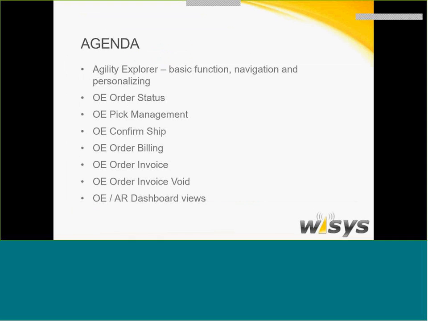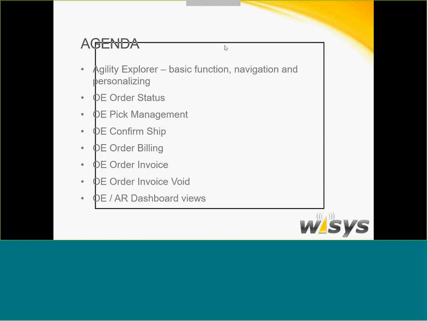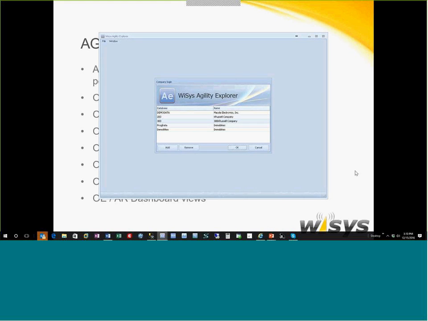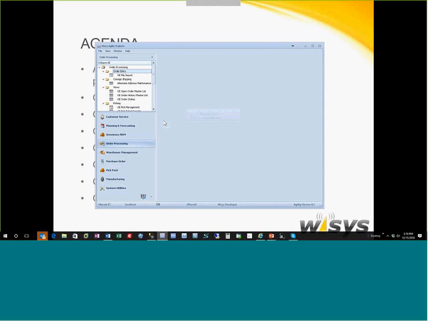First thing that I'm going to do is open up my Agility Explorer. It's opening on my other screen. In a multi-company environment, I basically have the companies that I have from Macola displayed if I want to run Agility Explorer from those companies. So I'm going to select my company.